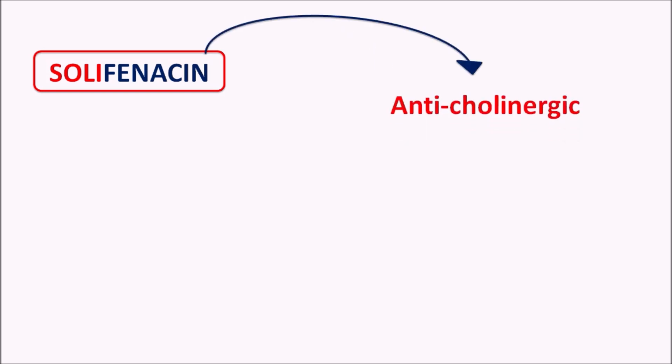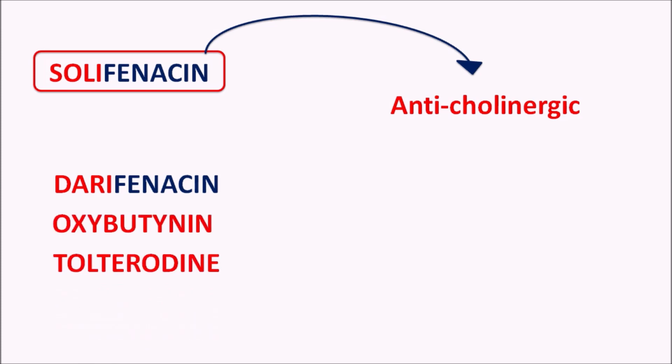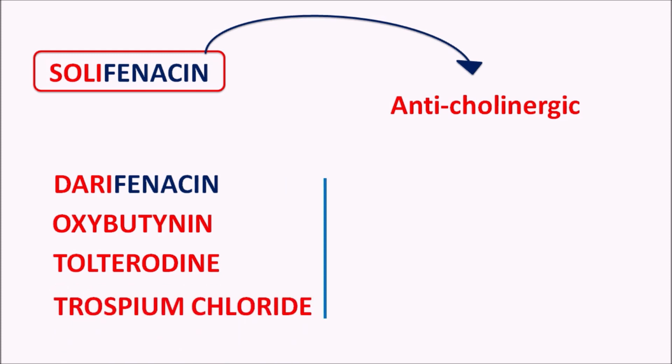The suffix phenacin indicates that this drug is an anticholinergic agent. We have another drug with a similar suffix, such as darifenacin, which is selective for M3 receptors. Similarly, other drugs such as oxybutynin, tolterodine, trospium chloride, all these are anticholinergic agents which are selective for the bladder, so they can act as bladder relaxants.